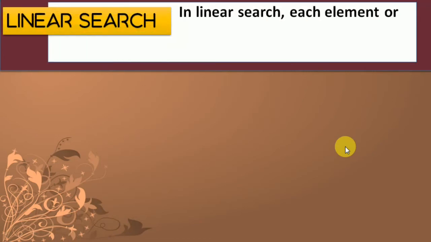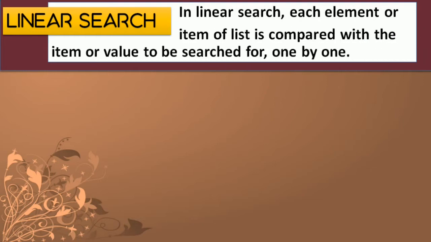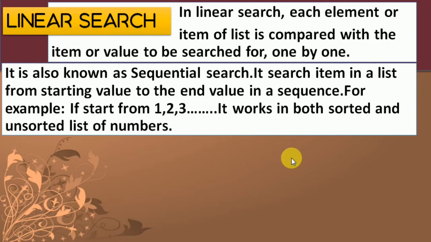In linear search, each element or item in a list is compared with the item or the value to be searched one by one. Means in a list of items, a value to be searched is being searched one by one, one value at a time, and it is also known as sequential search. It searches the item in a list from a starting value to the end value in a sequence.